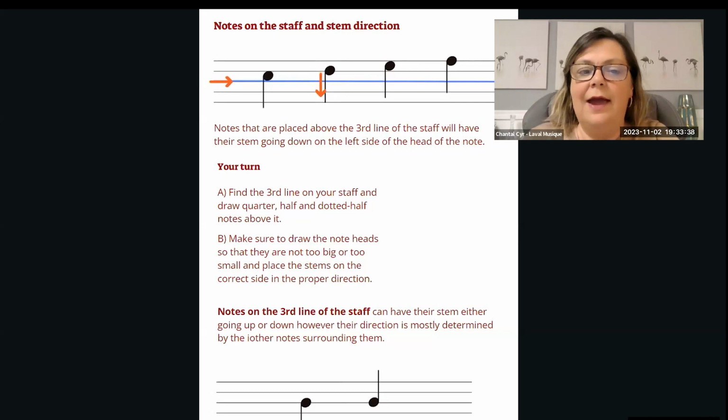So find the third line, and then again, draw quarter notes, half notes, dotted half notes, draw them above. And again, special attention to your note heads. Make sure they're not too big, not too small, with the stems on the proper side.